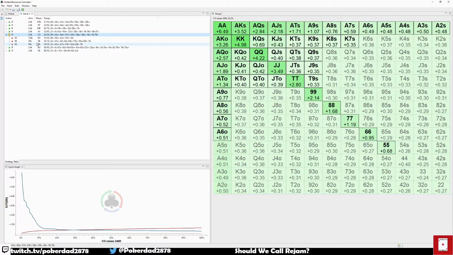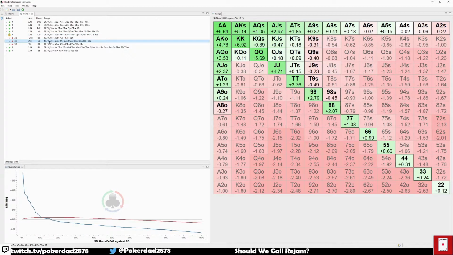All right, and so we open, and the small blind is jamming us with this range. Which I'd say looks about right here. Definitely not much to dispute here, I don't think. With 21 bigs.